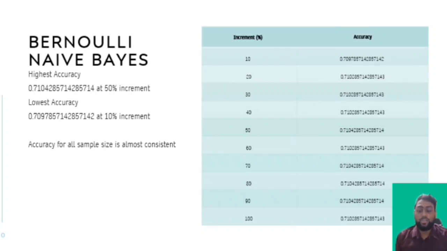The highest accuracy for Bernoulli Naive Bayes is 0.71042 at 50%, and the lowest accuracy was achieved at 10%, 0.7097. But unlike the decision tree and logistic regression, Bernoulli Naive Bayes is quite different. As you can see, the accuracy is almost consistent. After it reached 50% until the subsample of 100%, the accuracy is almost the same.